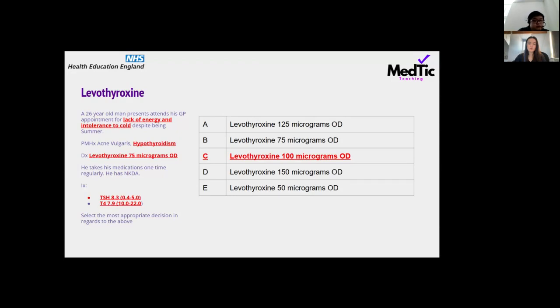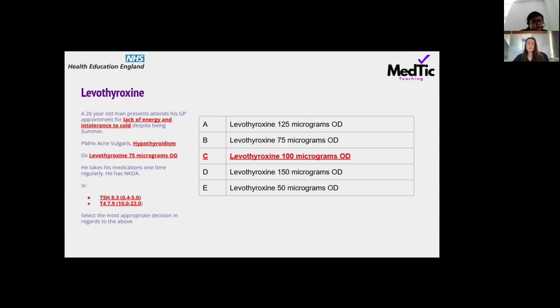So, to dissect this question, we have a 26-year-old man who has come to his GP again. He complains of lack of energy and intolerance to cold, and he is known to have hypothyroidism. So that will get you thinking, these symptoms do sound like his hypothyroidism is acting up again. And he's already had levothyroxine therapy to try to solve that in the past.